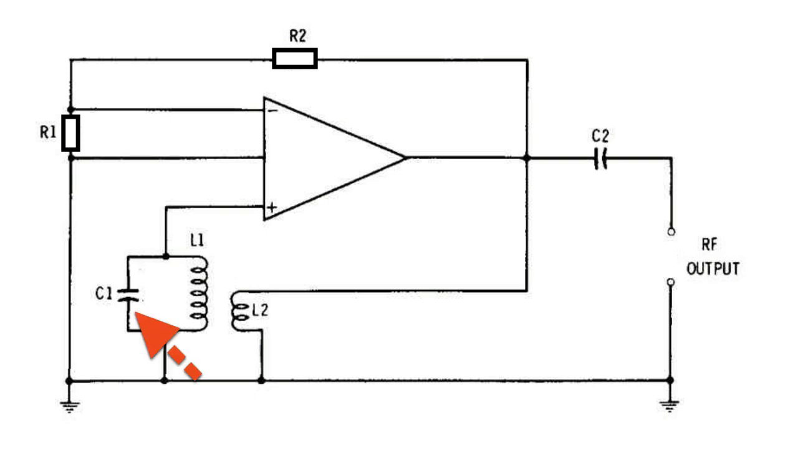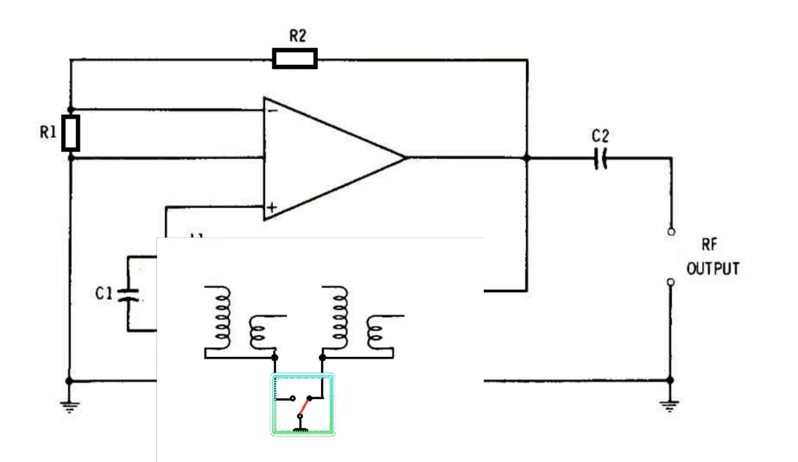The variable capacitor C1 can be used for getting a continuous tuning of the oscillator. In order to get a larger range of adjustment, L1 and L2 could be modified as pairs for selecting the frequency bands.